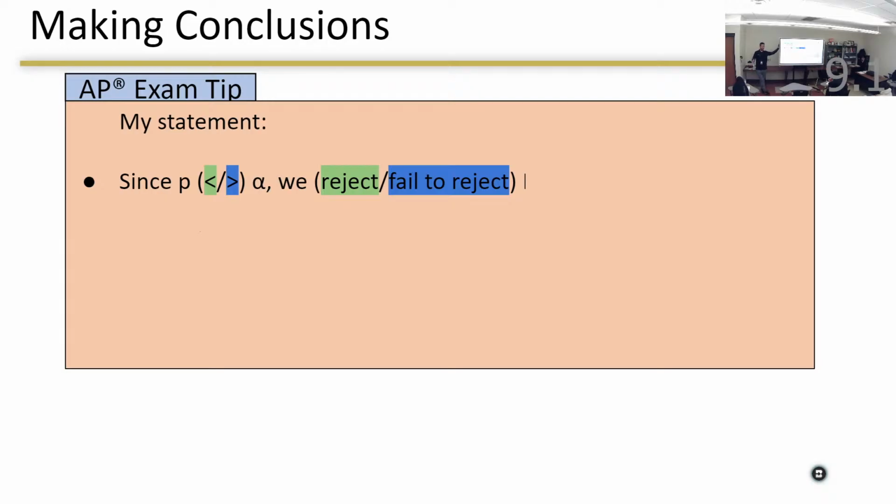Then depending on what that is, we reject or fail to reject. If it's less than, we reject it. If it's greater than, we fail to reject. And then H0. And I actually don't have to put H0 in context. You don't have to put H0 in context.